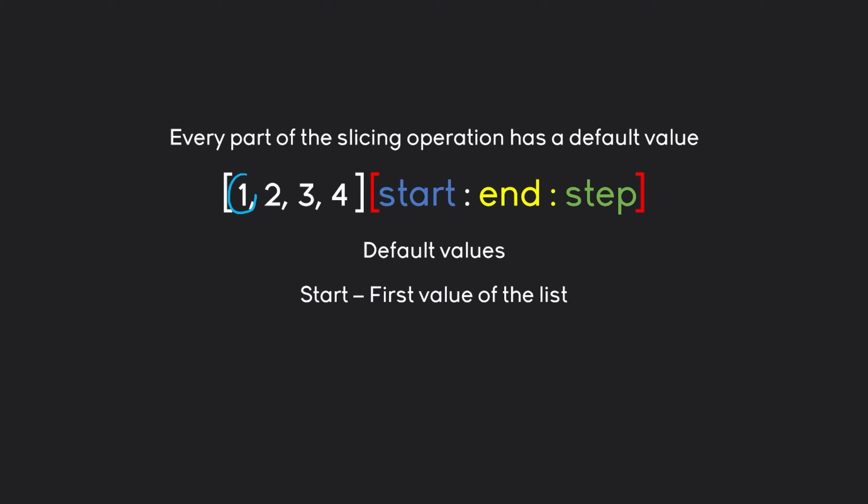In the example here, it would be a 1. The end value, by default, is always going to be the last item inside of the list. In this case here, that would be a 4. And for the step size, the default value is a 1, which means we are always moving +1 in the positive direction by default. This one should make sense. It's quite straightforward. And let's play around with all of that. Let's see how far we get.